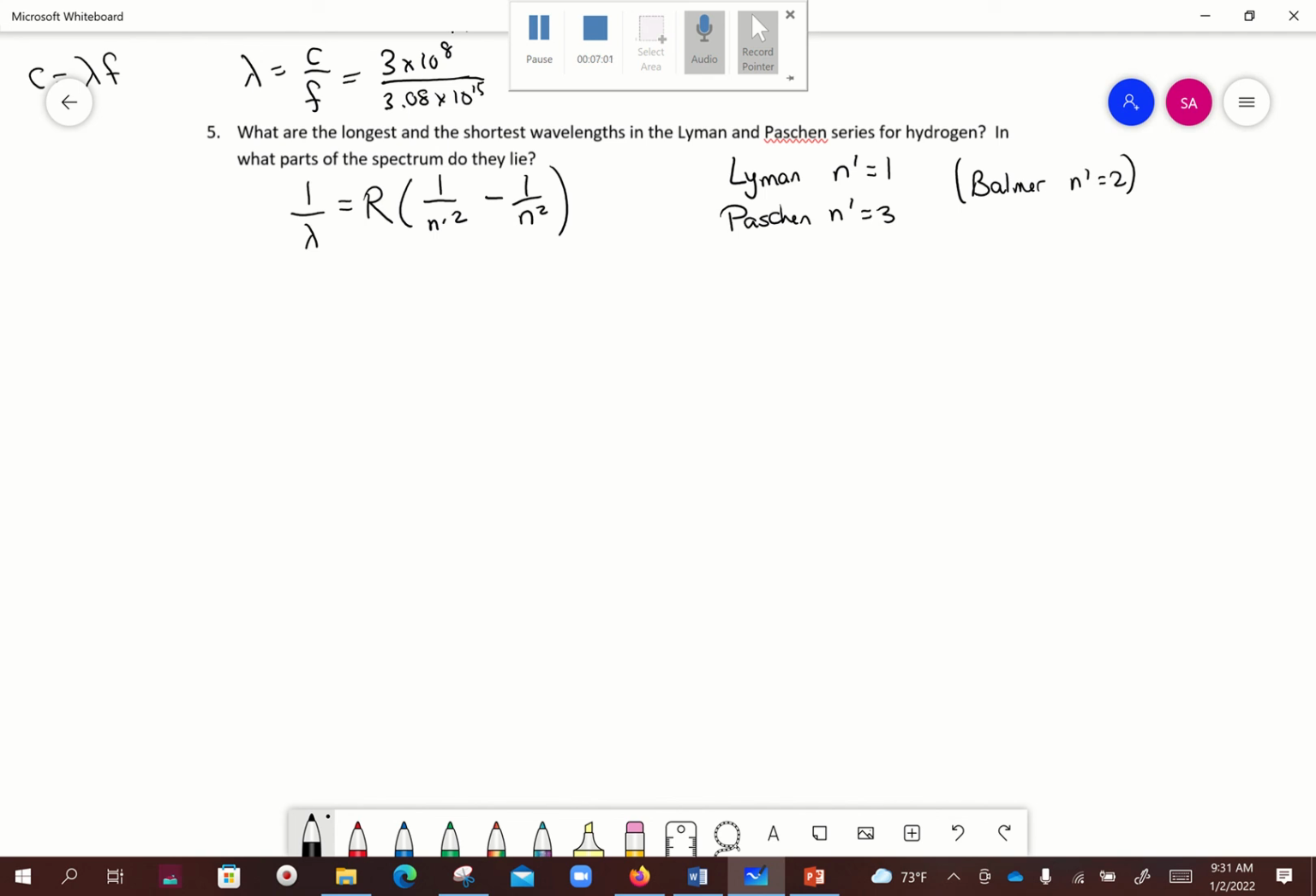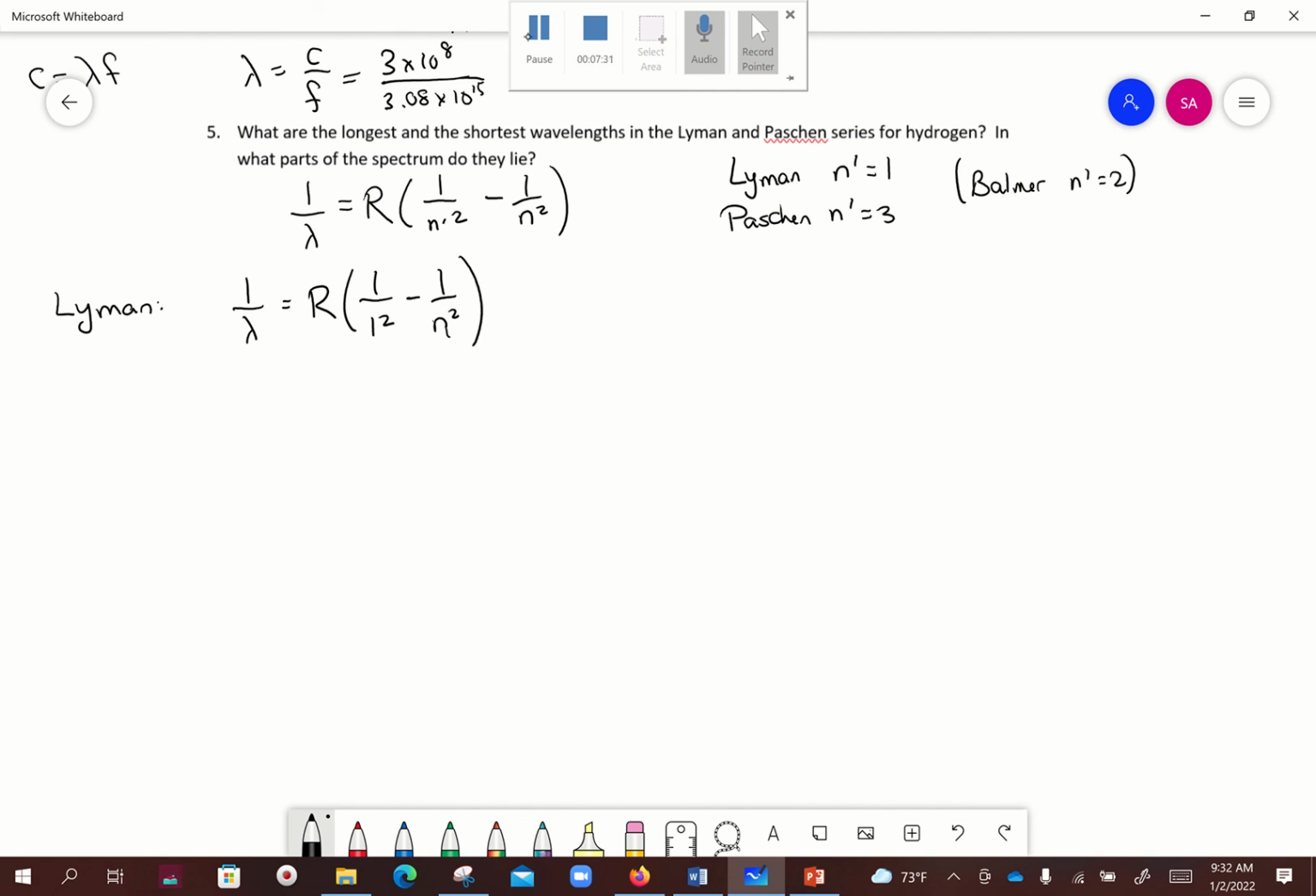So are they ultraviolet, are they visible, etc. Okay, so let's look at the Lyman series first. So n prime equals 2, so my equation is 1 over lambda equals R times (1 over 1 squared minus 1 over n squared).